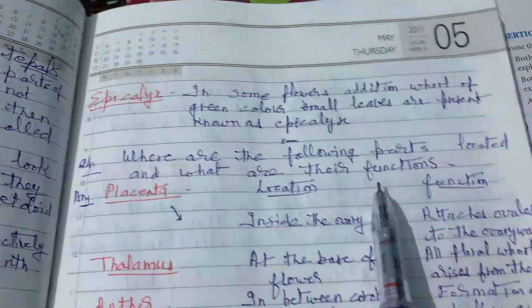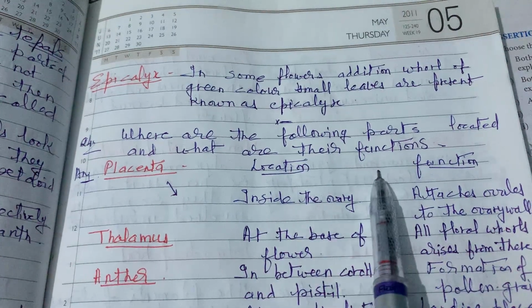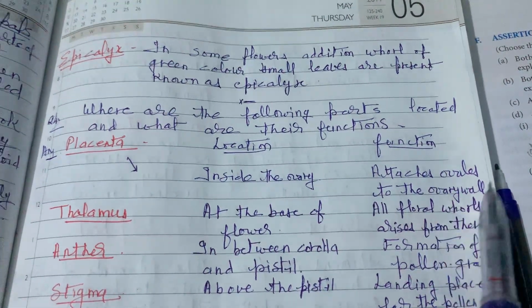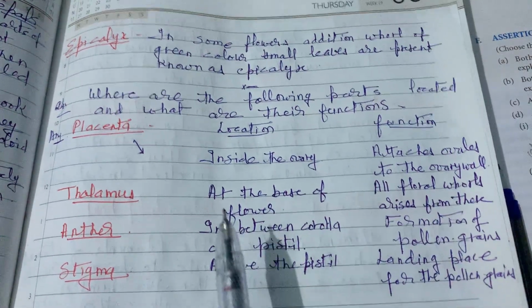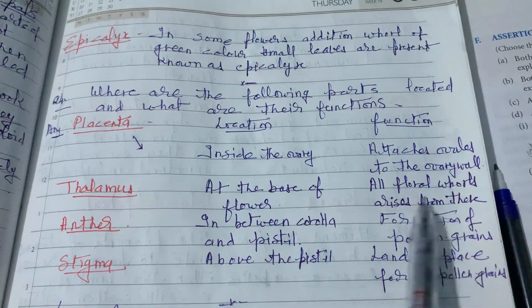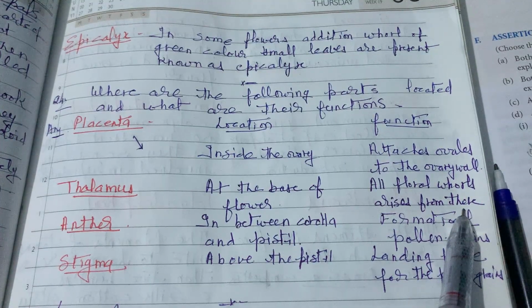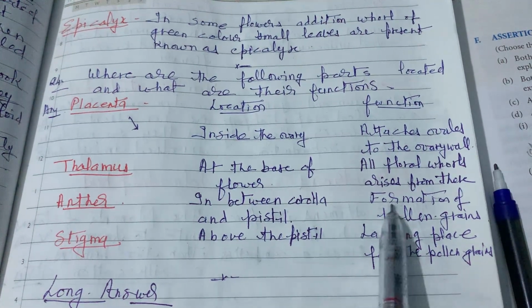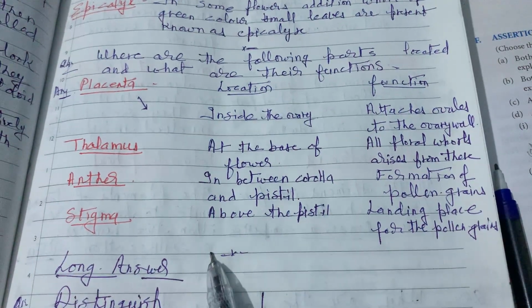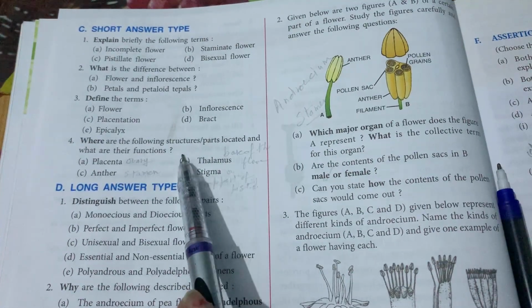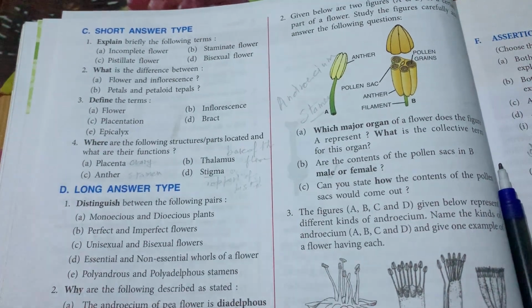Where are the following parts located and what are their functions? Placenta, it is inside the ovary, attaches ovules to the ovary wall. Thalamus, at the base of flower. All floral whorls arise from thalamus. Anther, between corolla and pistil, formation of pollen grains. Stigma, above the pistil, it is the landing place for the pollen grains.